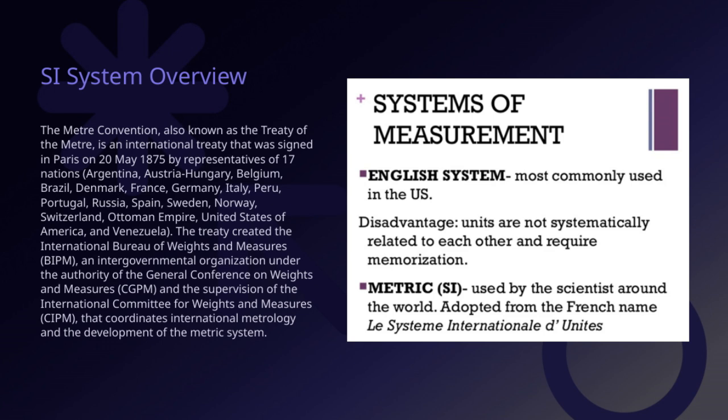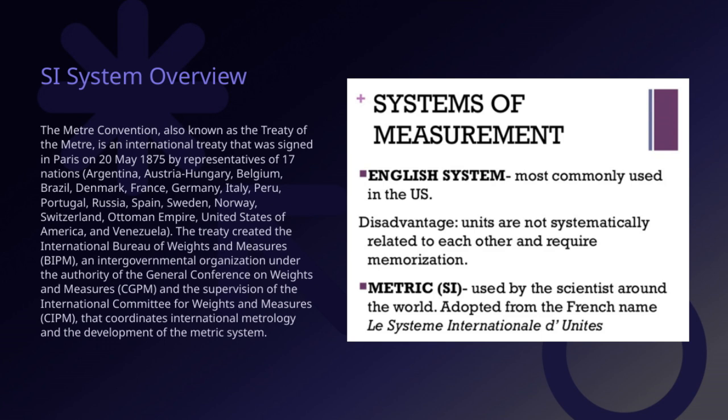nations, including countries like Argentina, Austria-Hungary, Belgium, Brazil, Denmark, France, Germany, Italy, Peru, Portugal, Russia, Spain, Sweden, Norway, Switzerland, the Ottoman Empire, the United States, and Venezuela. The main outcome of this treaty was the creation of the International Bureau of Weights and Measures, or BIPM.